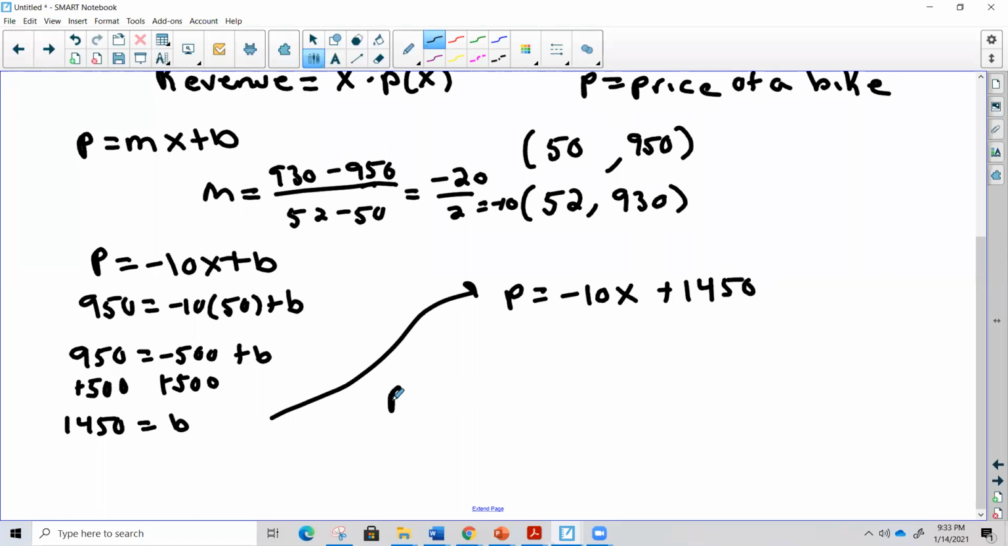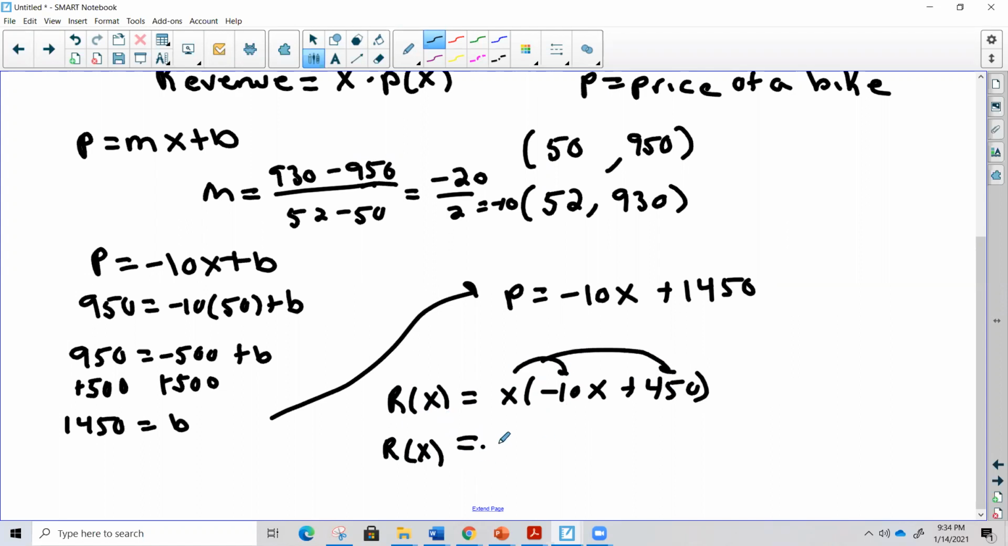And then my revenue, R of X, is going to be X times this function. Okay, please make sure you label R and P, like you need the left-hand side of the equation. You can't leave those out. So because I want to take the derivative and I don't want to deal with product rule, I'm just going to distribute the X right away. So I get negative 10x squared plus 1450x. If I do that, I don't have to use product rule. So this is my revenue function.